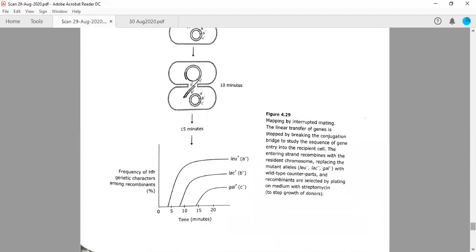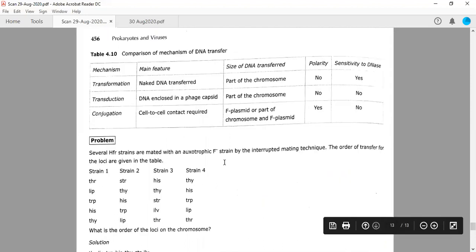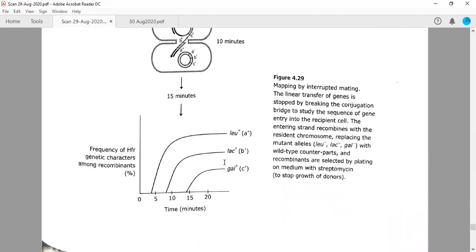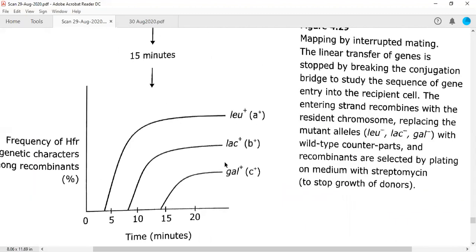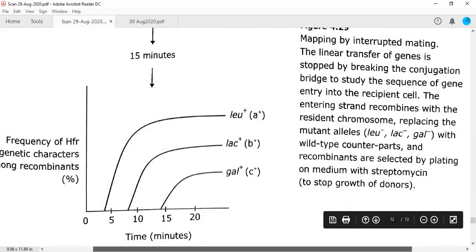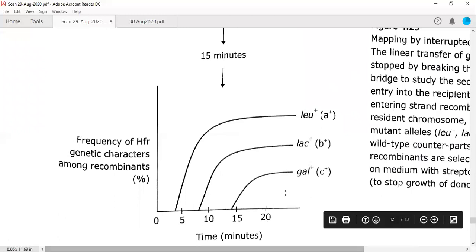Suppose, here also they have shown one diagram, but this is actually relevant to conjugation. But I'm showing you so that you can understand transduction. In conjugation, because timing is very important, they have plotted time versus the frequency of Hfr genetic character.